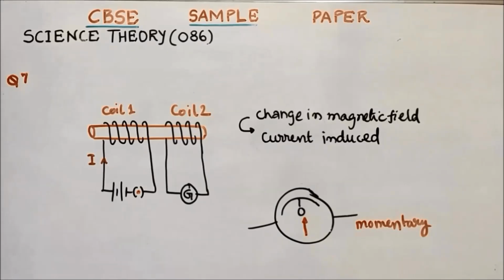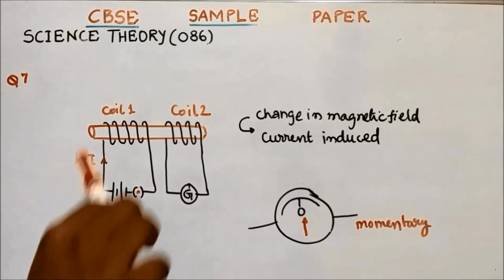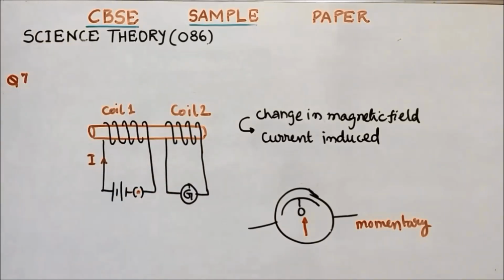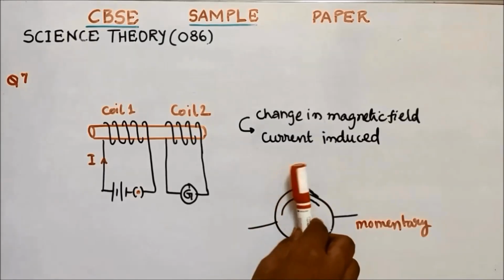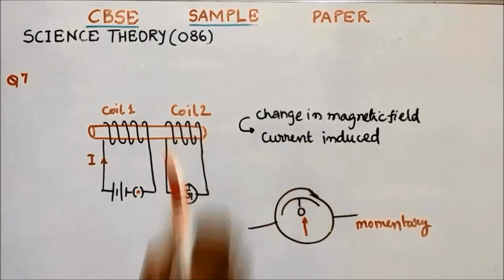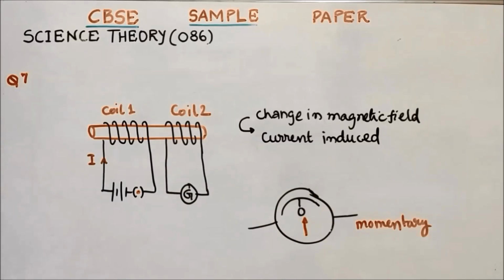So you need to note down in which direction this deflects. That depends upon the sense of the coiling. We'll discuss that later. So you have to see whether the galvanometer deflects towards right or left. Okay, you have to note that.